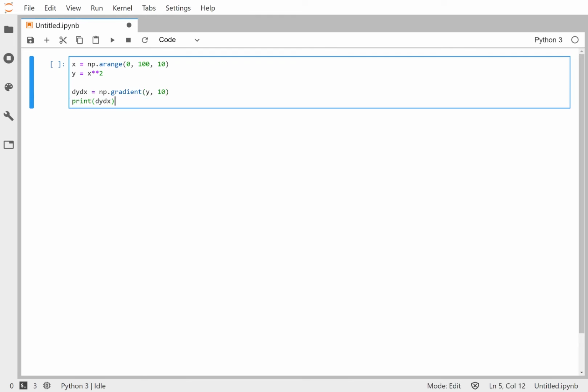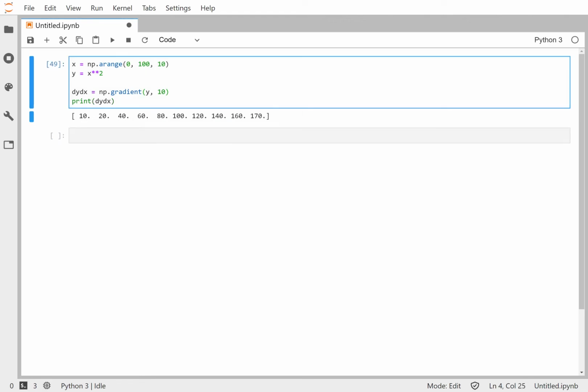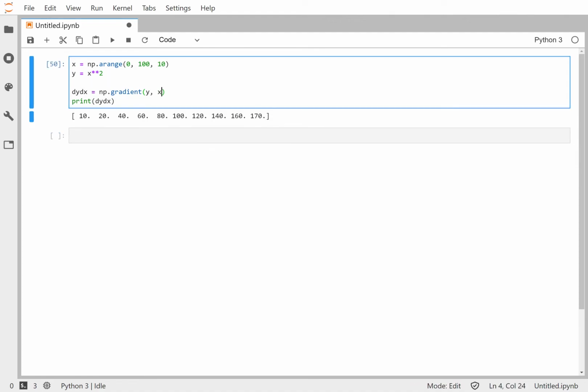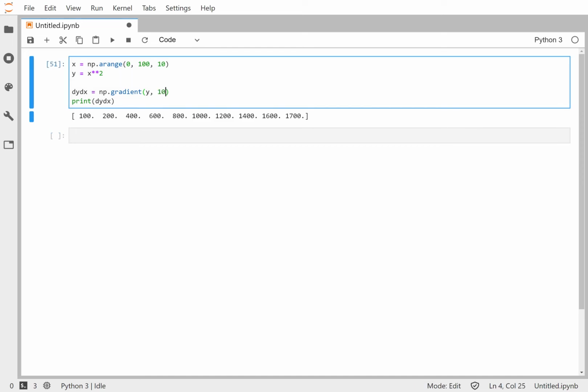So we'll do dy dx here printed. Okay, so the derivative here, 10, 20, 40, and so on all the way along. What if I put in x instead? Same thing. What if I don't put in anything? Okay, look at that. It got the spacing wrong because it's going to make some kind of guess, which I think defaults to guessing 1, which gives you a very different slope in that case, off by a factor of 10, as it so happens. So you want to put in the spacing here as that second argument, or put in the array of x values if you have access to that.